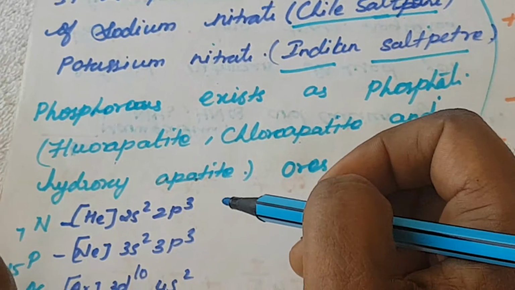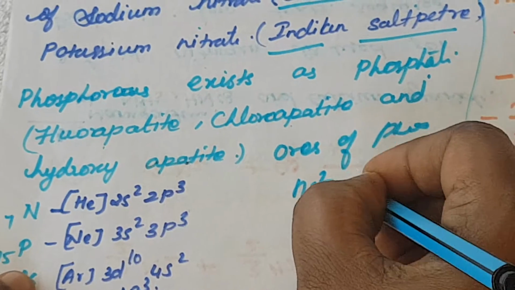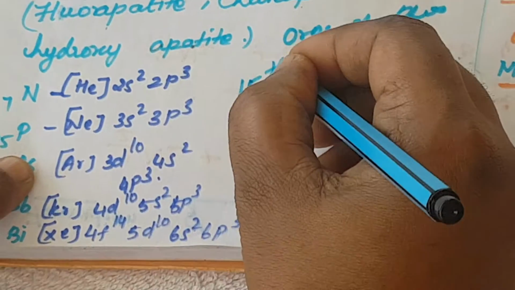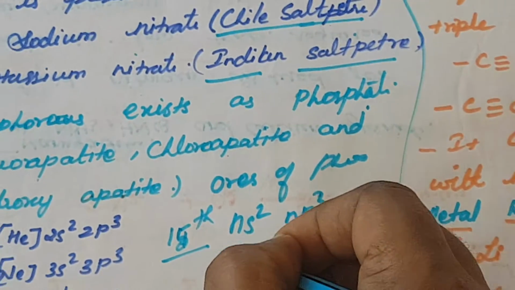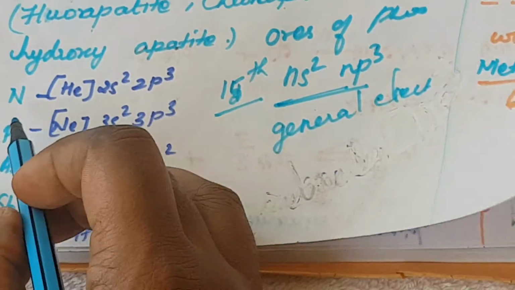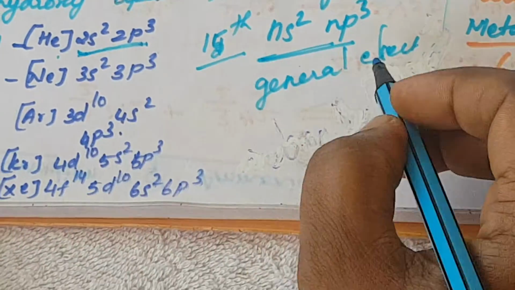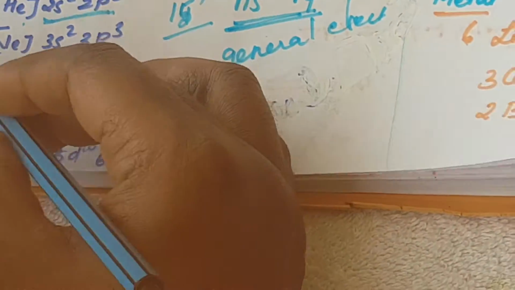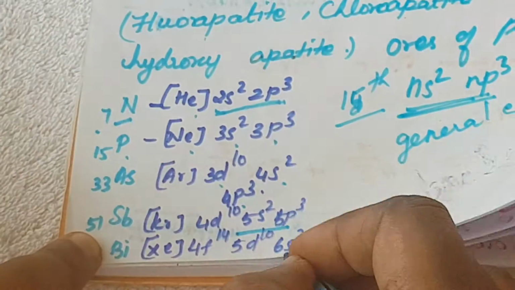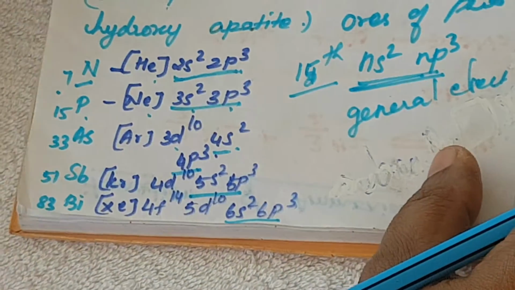Next we are going to see the electronic configuration. The general electronic configuration of the 15th group elements is ns2 np3. How to write it? Nitrogen has atomic number 7: helium core 2s2 2p3, so the outermost configuration is ns2 np3. Then phosphorus: neon core 3s2 3p3, and so on down the group with 3d10 4s2 4p3. All have ns2 np3 in the outermost shell.